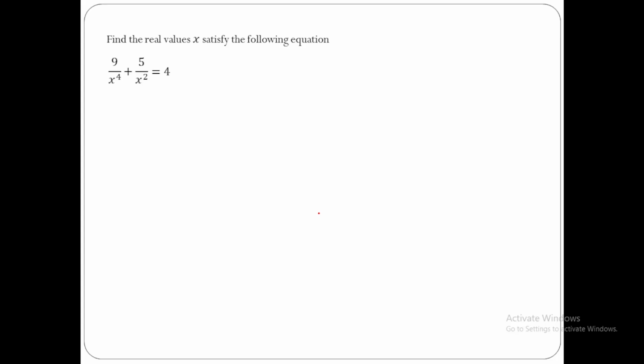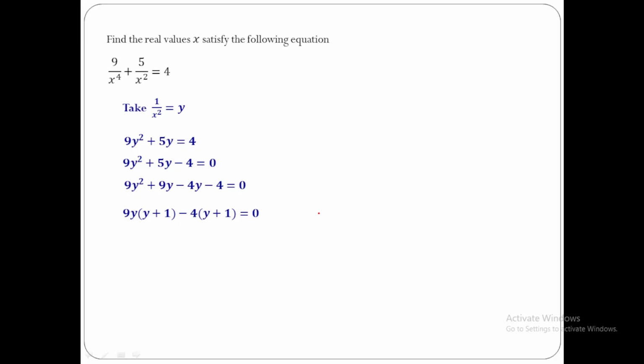Yeah. 9 by x power 4 plus 5 by x squared equal to 4. Here, shall we take y as 1 by x squared? Yes, we can. So 1 by x squared is equal to y. So 9y squared plus 5y equal to 4, and 9y squared plus 5y minus 4 equal to 0. Then we can split 5 as 9 and minus 4, because 9 minus 4 is 5, and 9 times 4 is 36, and with the negative sign we get minus 36.